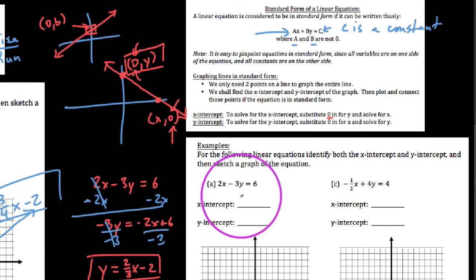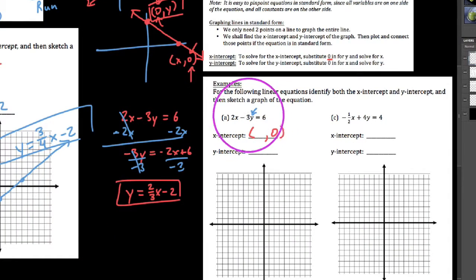If we want to find the x-intercept, we're going to say, well, then the y value is 0. So if I plug in 0 for y right here, we can actually just do this kind of mentally, but we would get 2x minus 3 times 0, which is 0, so we get 2x minus 0 is equal to 6. And so if I divide both sides of this by 2, then I would get 3.